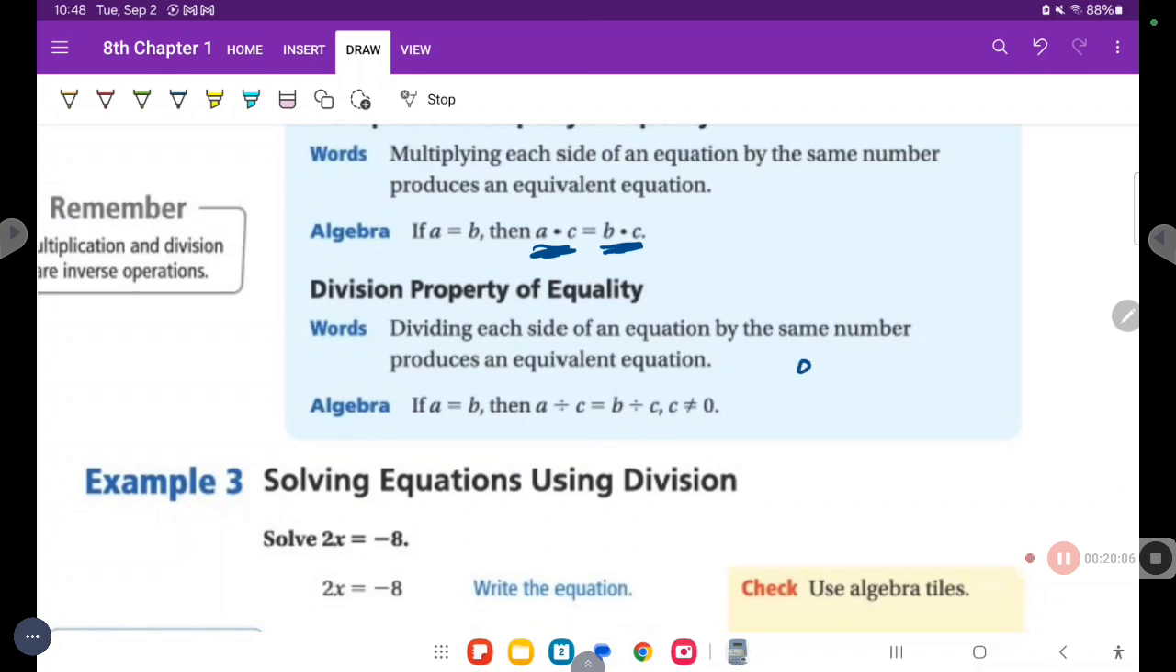I want you to add this right here. Okay, add this right here. If I divide by C on the left, I divide by C on the right. Barty, did you get that written down? Write that down right there.